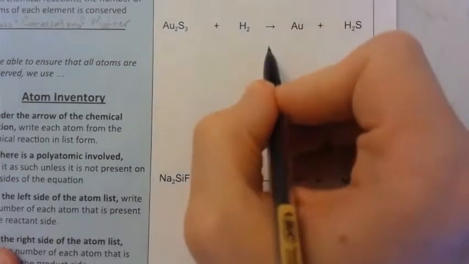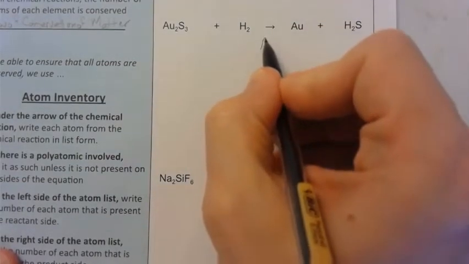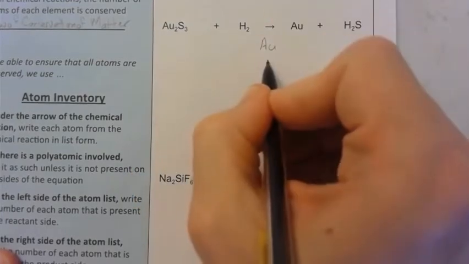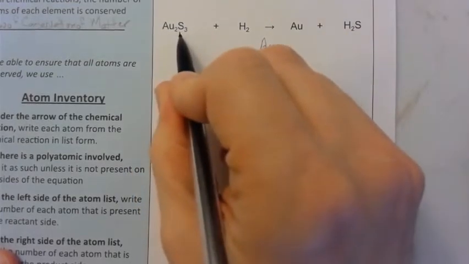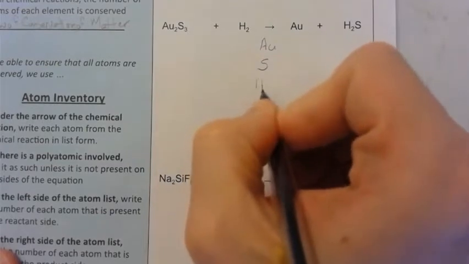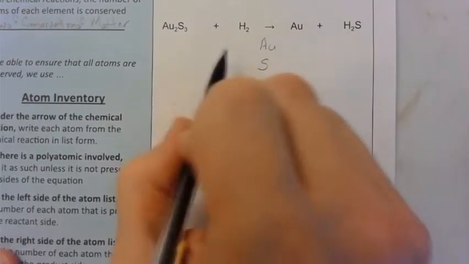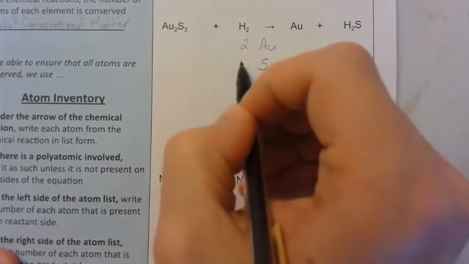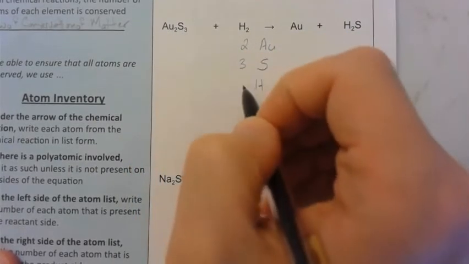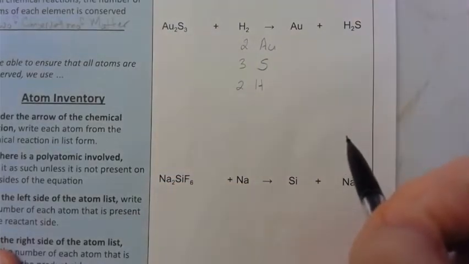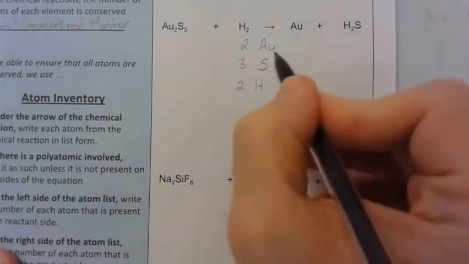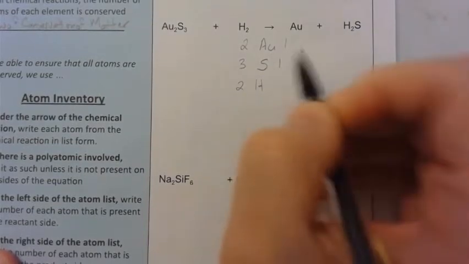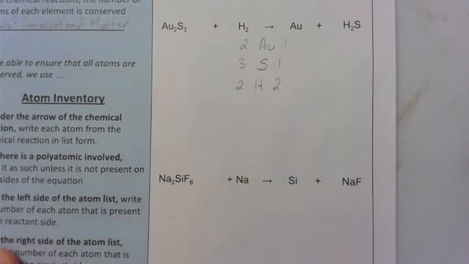All right, so just like we do with our inventory, we're going to write a list from left to right of all the elements involved in the reaction. So we've got gold, we've got sulfur, and we've got hydrogen. And on the left side, we've got 2 Au atoms, 3 sulfur atoms, and 2 hydrogen atoms. On the product side, we've only got 1 gold atom, 1 sulfur atom, and 2 hydrogen atoms.